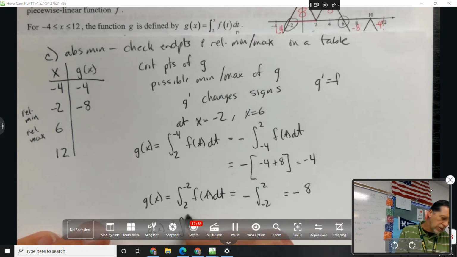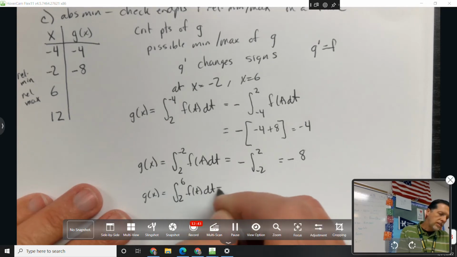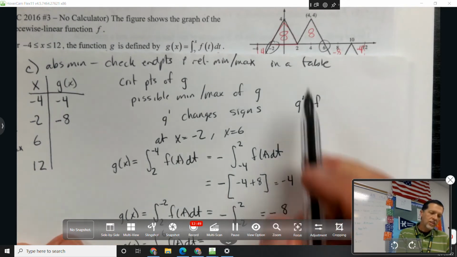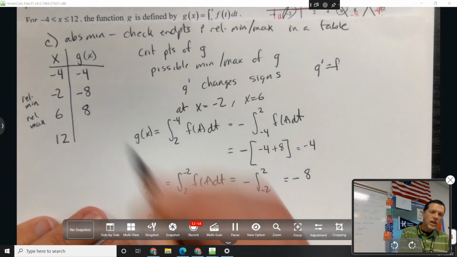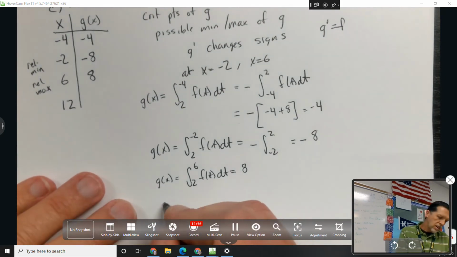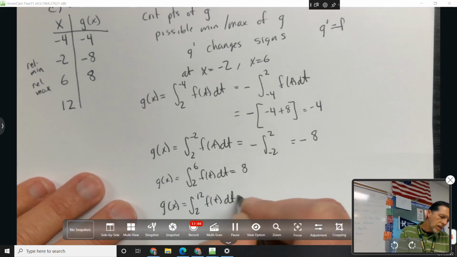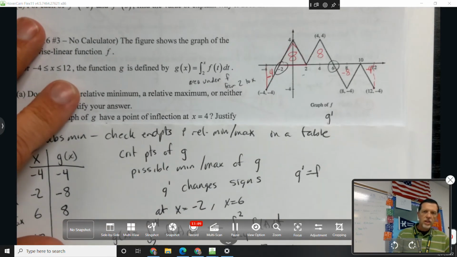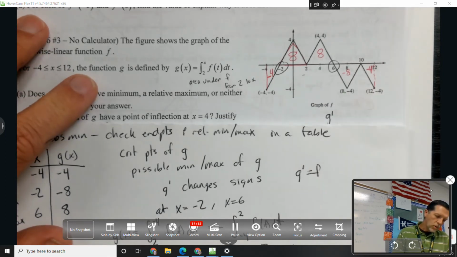So the integral from 2 to 6 of f of t dt. No switching here. The area under the curve from 2 to 6 is 8. And then lastly, the integral from 2 to 12 is 8 minus 8 minus 4.